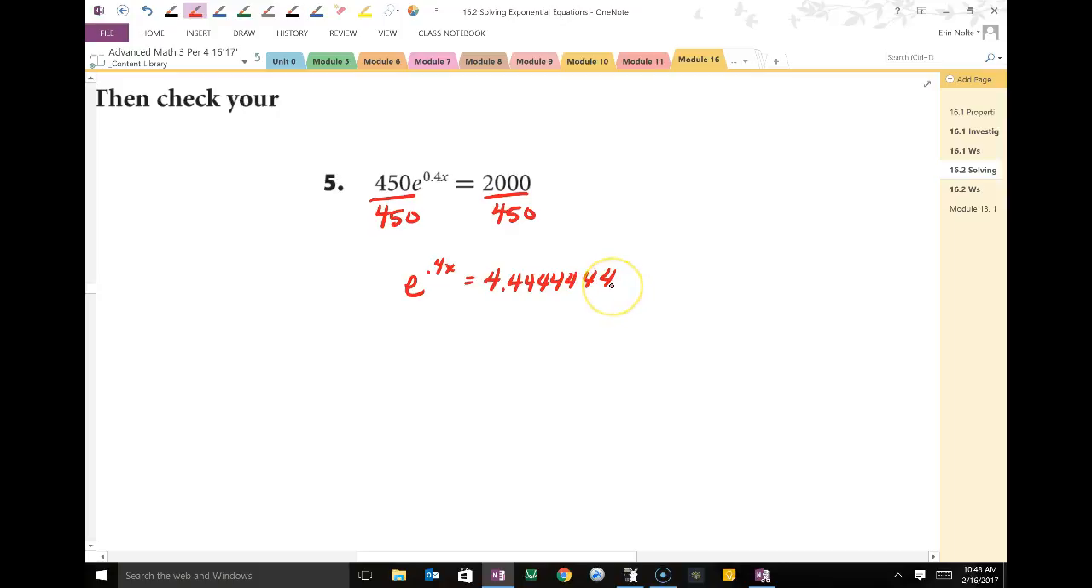4.44444444. Okay. So now convert it to logarithmic form. Ooh, nice. See how it has a base of e? So you could do a log with a base of e, but it's simpler to just say natural log of 4.444444. However many 4s you want to write. That's true, but it's funner to do more 4s.